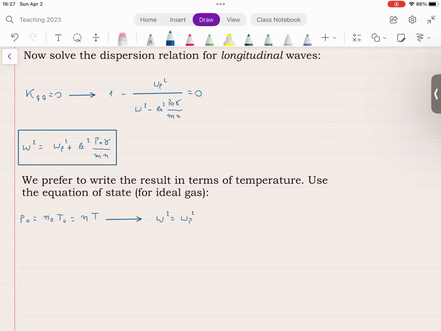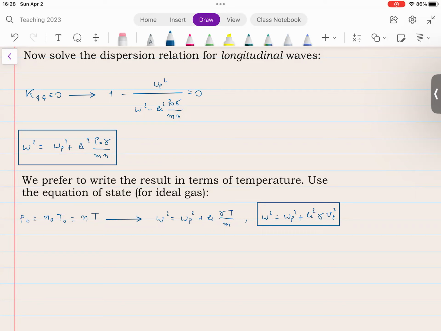Okay, so what we get here is omega plasma square plus K square. I replace P0 with n times T, n cancels out, and I'm left with gamma T divided by M. Or omega square is equal to omega plasma square plus K square gamma V thermal square, which is the form that we often use, which we could have gotten from the pressure. The pressure over mass density is velocity squared, not surprisingly.